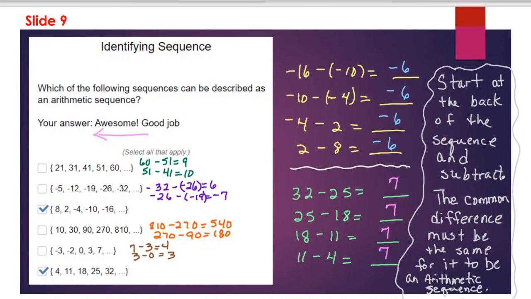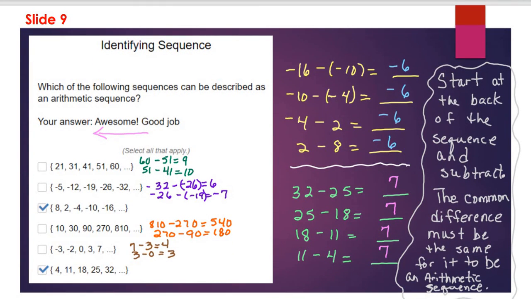Slide number 9. You're identifying the sequence. Which of the following sequences can be described as an arithmetic sequence? And as you're looking at this, start at the back and subtract and go backwards. The common difference must be the same for it to be an arithmetic sequence. So I'm going to start at 60 minus 51 and I get 9. 51 minus 41 and I get 10. Stop. Do not go on. These are two different common differences. It is not an arithmetic sequence.